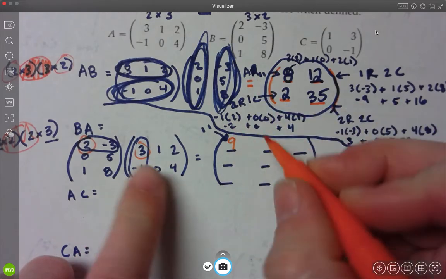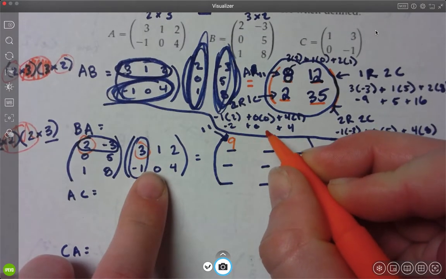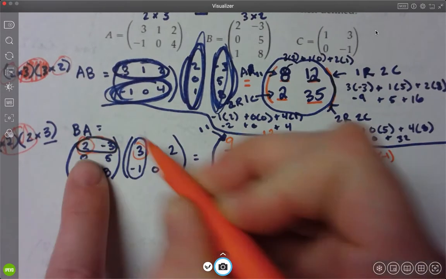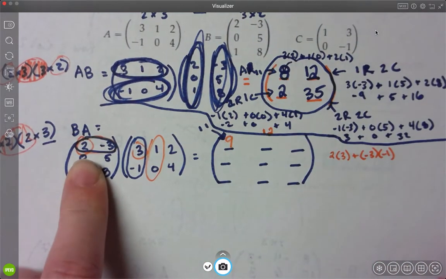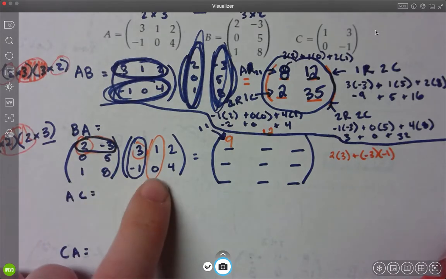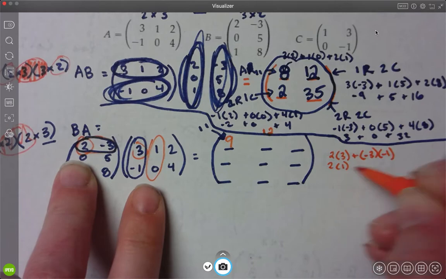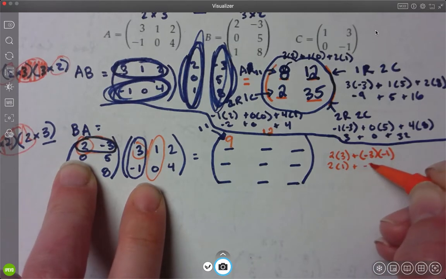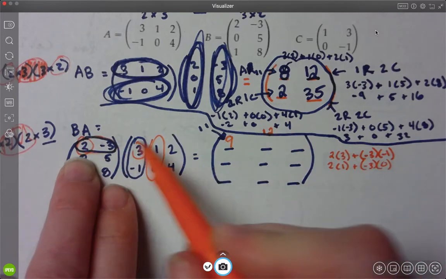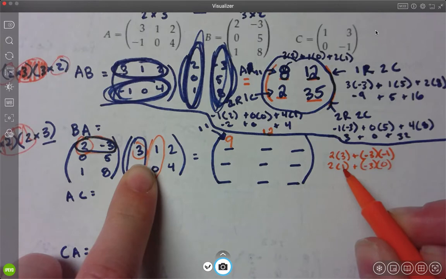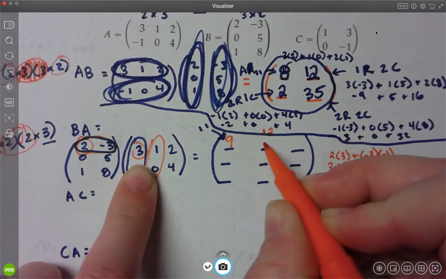This second entry is row 1, column 2. So I need to take row 1 here times column 2 here. Same row that I'm dealing with, but a different column. So here it is 2 times 1 plus negative 3 times 0. It's like laying this one on top of that one. 2 times 1 is 2, negative 3 times 0 is 0, so I'll just have 2 there.